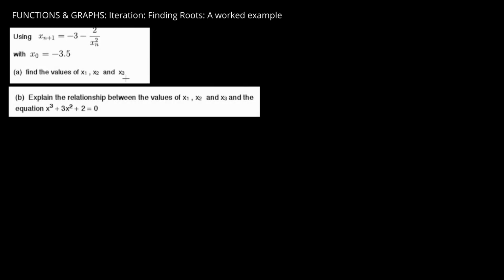Okay, here's another question about an iterative formula, and they've asked us to calculate or find the values of x1, x2, x3, given the fact that x0 is 3.5. What this formula is doing is edging towards a more accurate result of x. And how it works is you put the first value into here. This will be our x0, so n is 0.